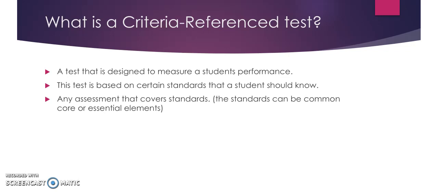So what is a criteria reference test? A test that is designed to measure a student's performance. So this test is based on certain standards that a student should know. So any assessment that covers either Common Core or essential elements. The essential element standards are typically used for students with cognitive impairment.